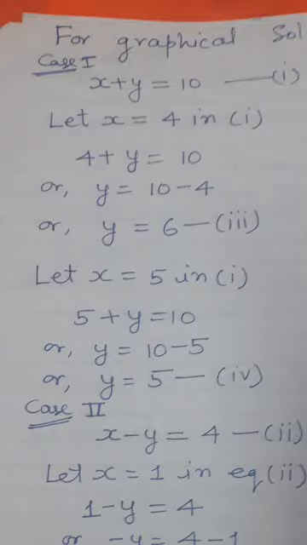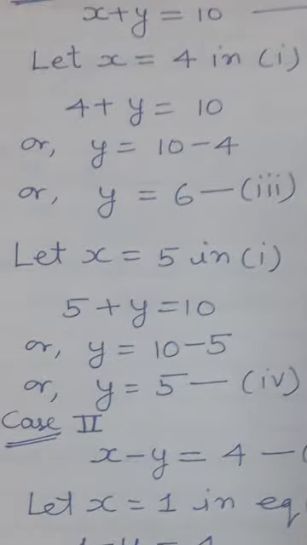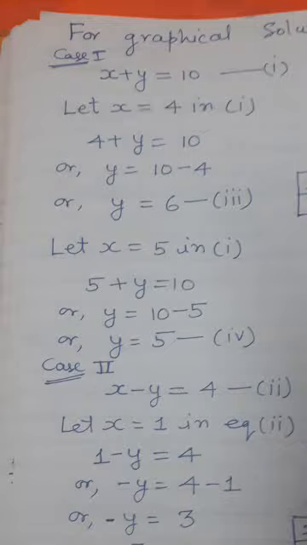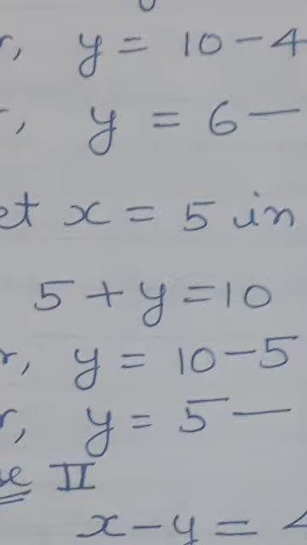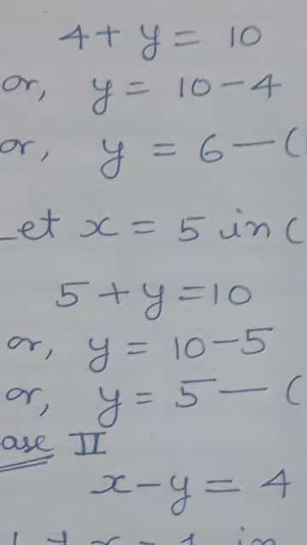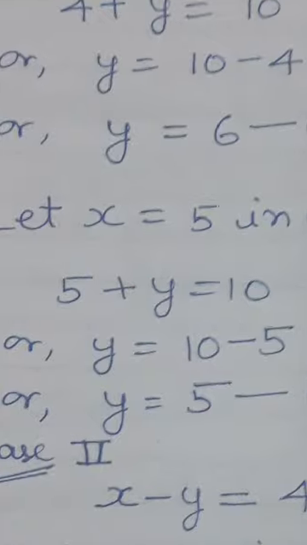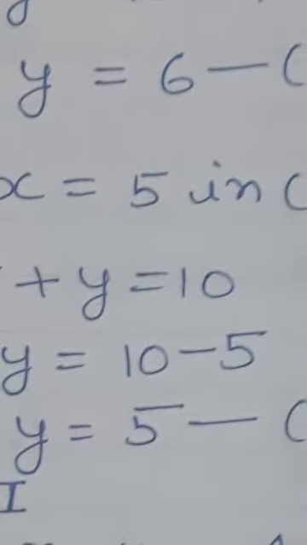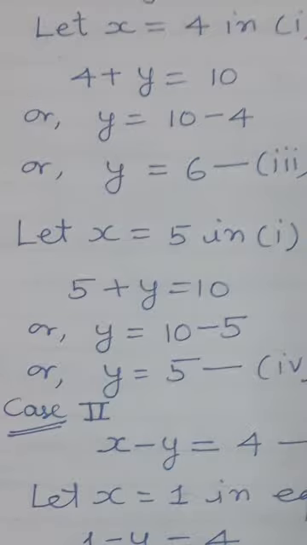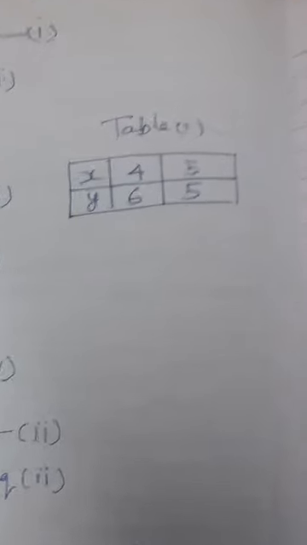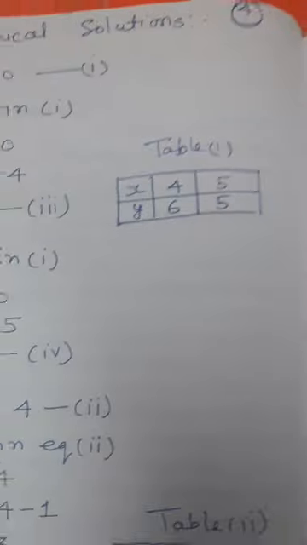Now again we will take one more value. Let x is equal to 5 in equation first. It means x plus y is equal to 10. In place of x we keep 5, so 5 plus y is equal to 10. Now we'll keep the variable y on one side and take 5 to the next side, placing a minus sign before 5 on the RHS. So y becomes 10 minus 5, or y is equal to 5. It means when we have taken the value of x as 5, we are getting the value of y as 5. We write this in the table. Table 1 is completed.